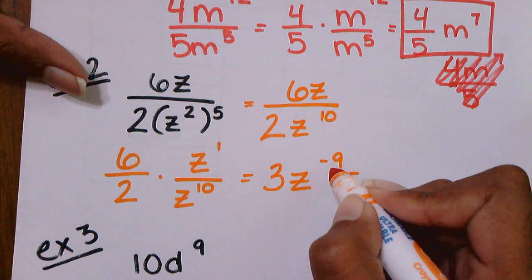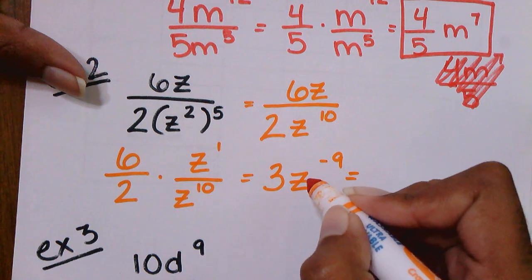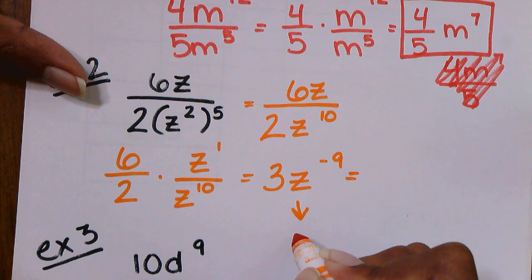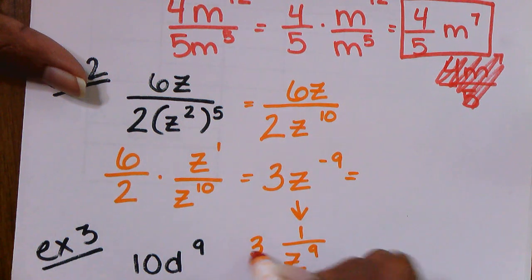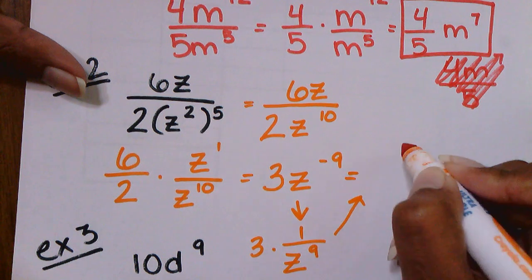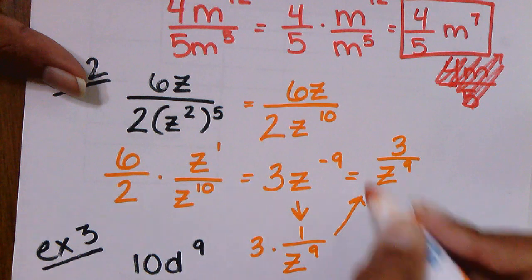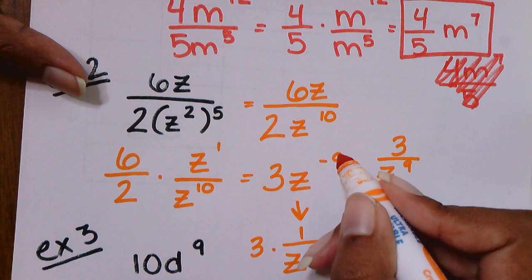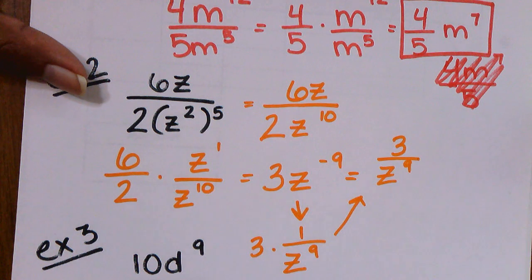Remember that negative exponents turn our fractions into their reciprocal. So instead of this being z to the negative 9th power, we can write this as 1 over z to the positive 9th power. So if we do z to the positive 9th power times 3, that then will be the same as 3 over z to the 9th power. So negative exponents turn fractions into their reciprocals, or just move something from a numerator to a denominator or a denominator to a numerator.